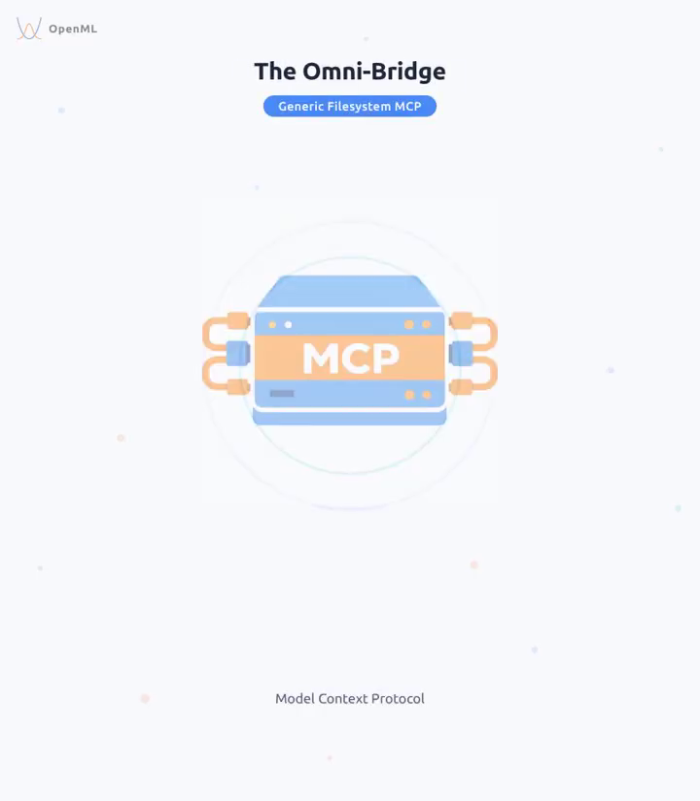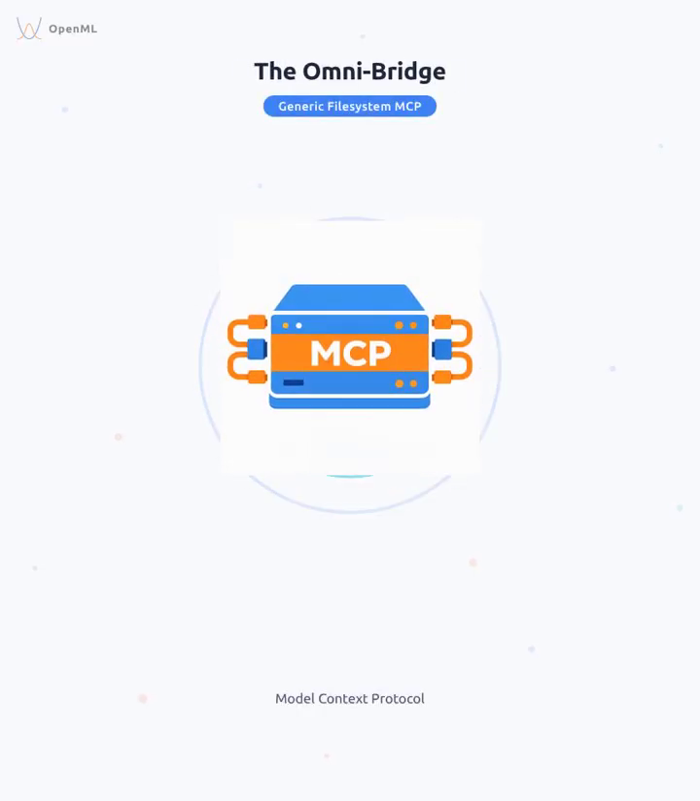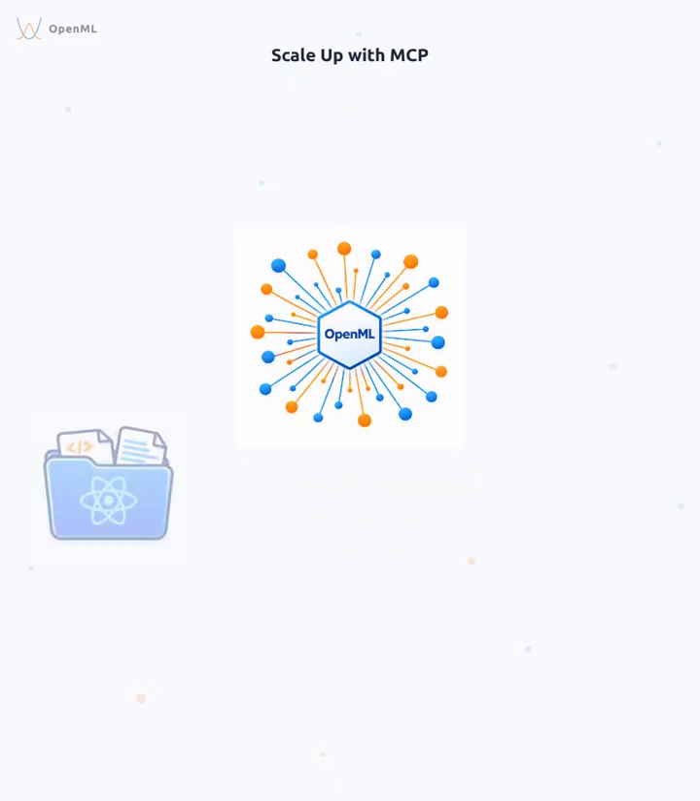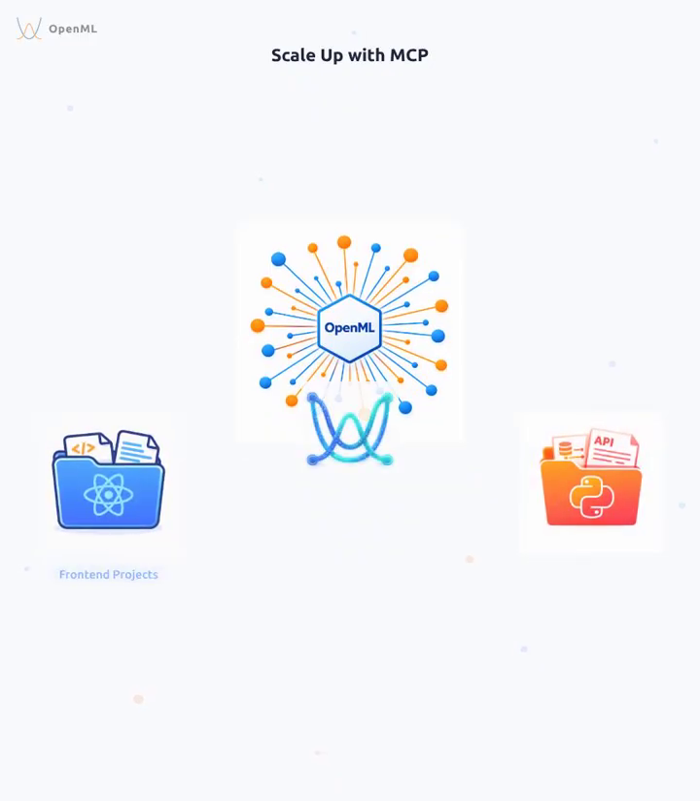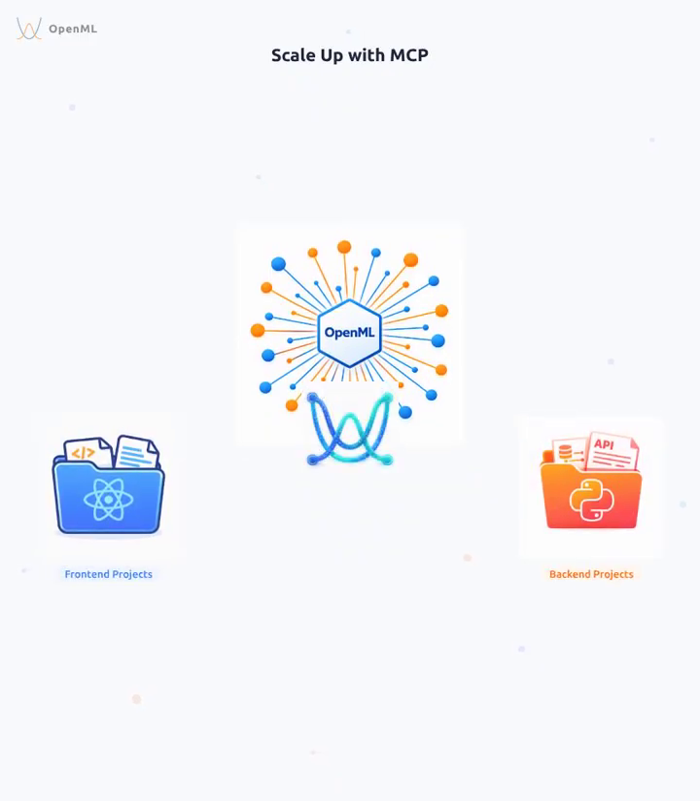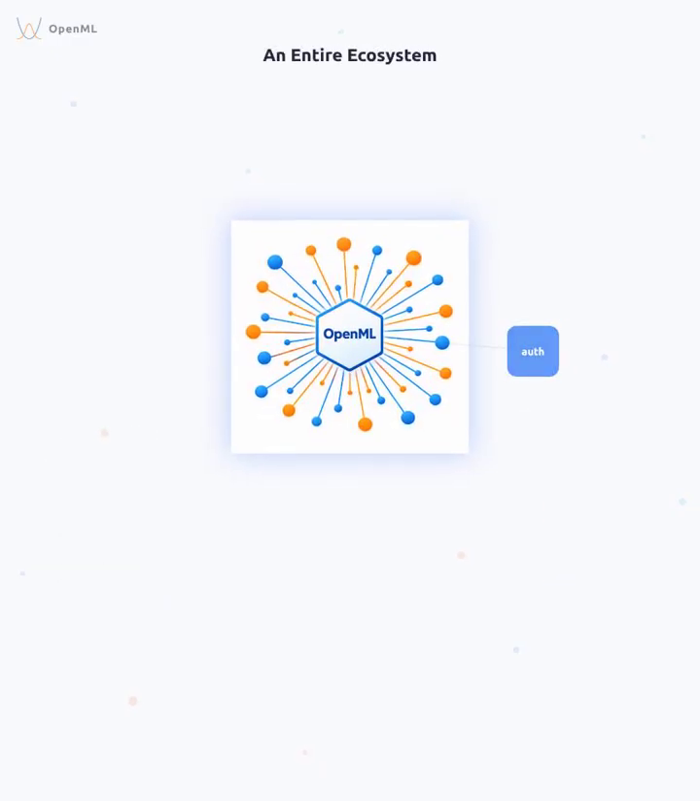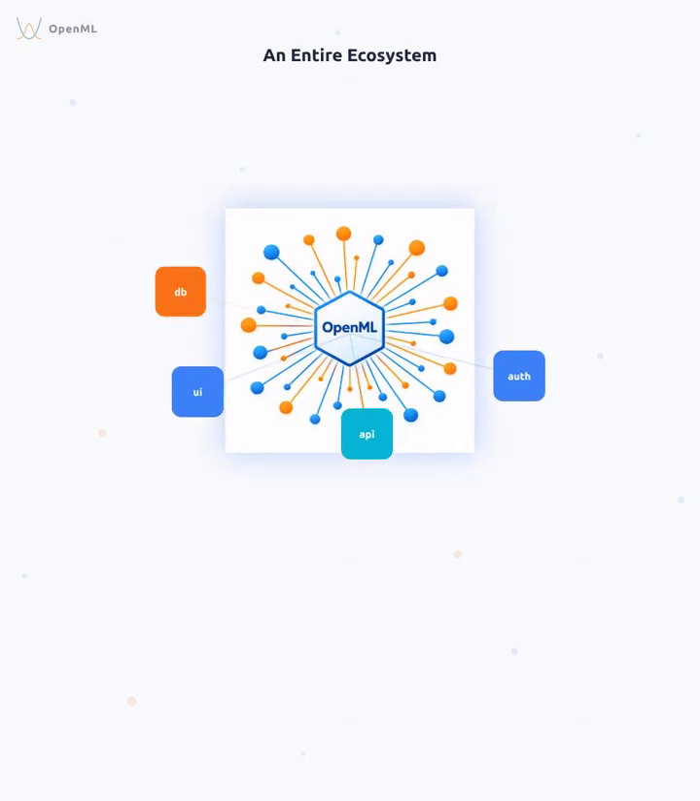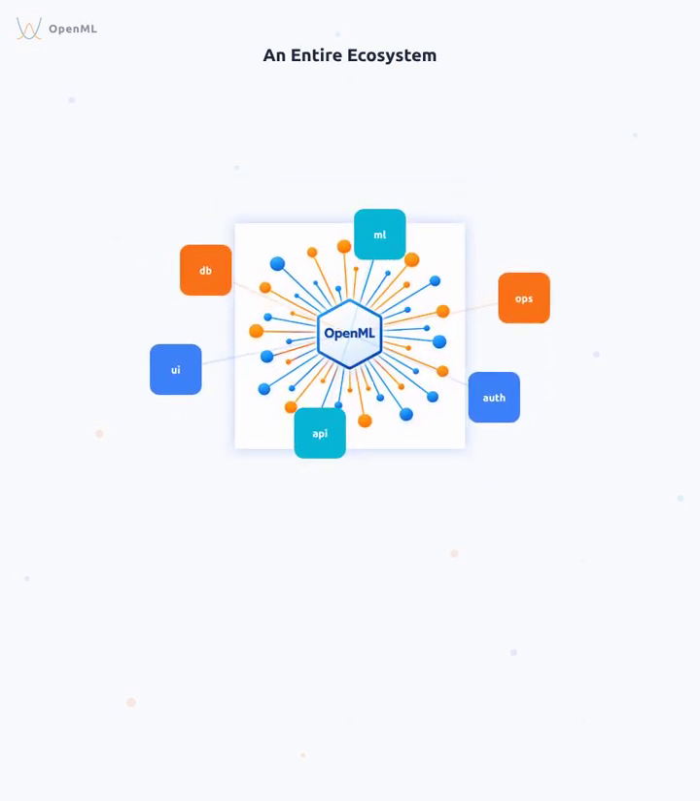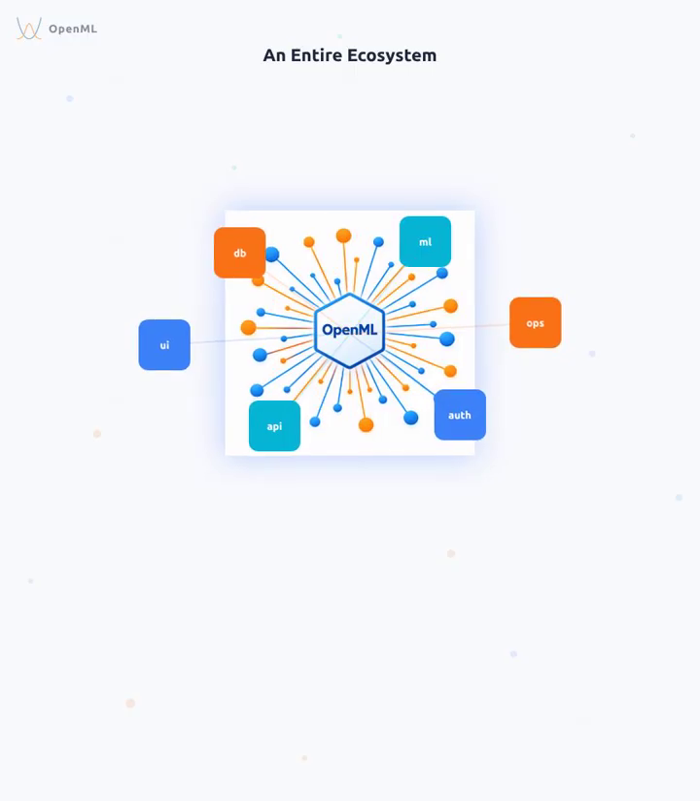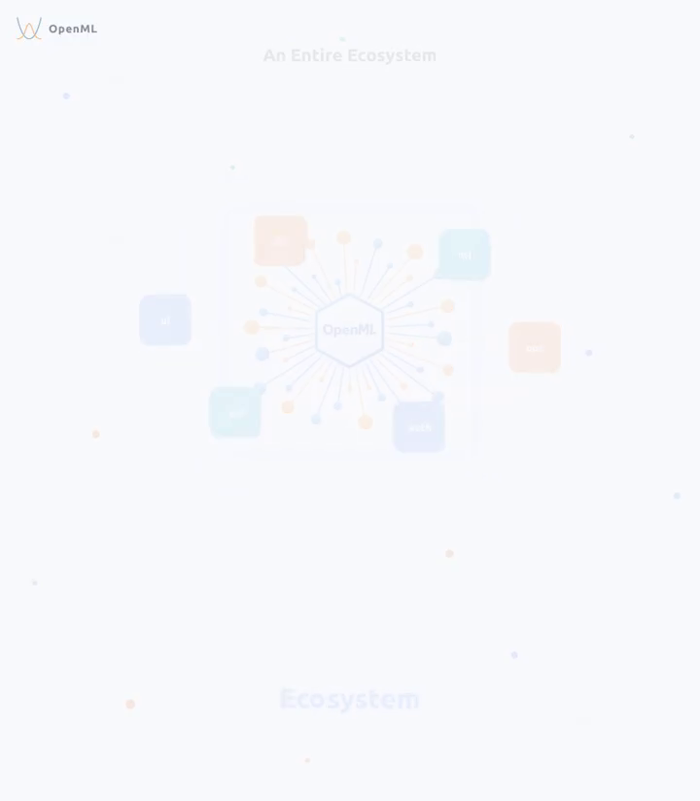Enter the Model Context Protocol, or MCP. Instead of hard-coding a bridge for every single project pair, we scale up. We implement a generic file system MCP. We point a single MCP server at our master OpenML directory. Now, the agent isn't just looking at a folder, it's looking at an ecosystem.